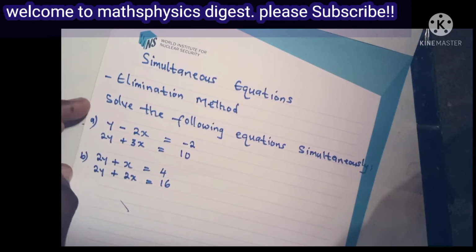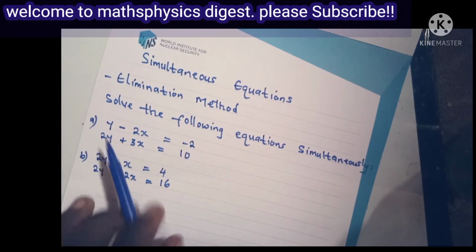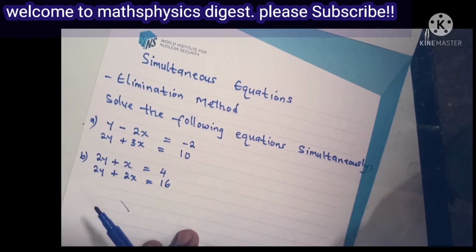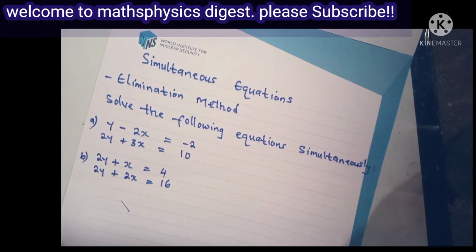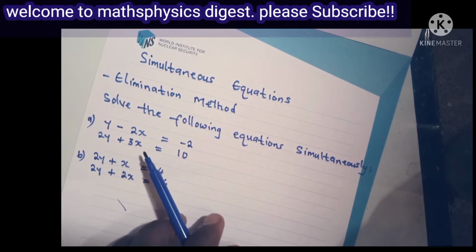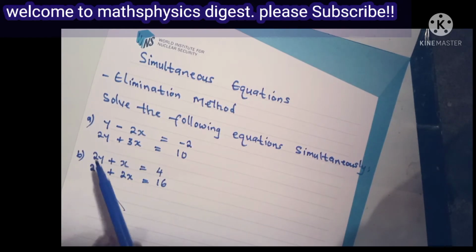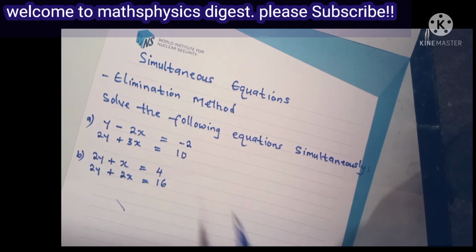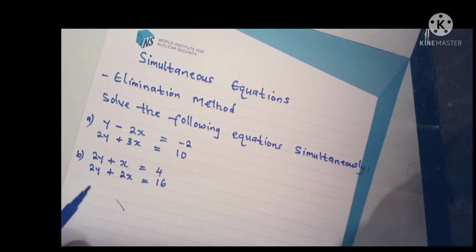We have two sets of equations here. They say solve the following equations simultaneously. A, y minus 2x equals minus 2, 2y plus 3x equals 10. B, 2y plus x equals 4, 2y plus 2x equals 16. Alright, now let's dive into it.